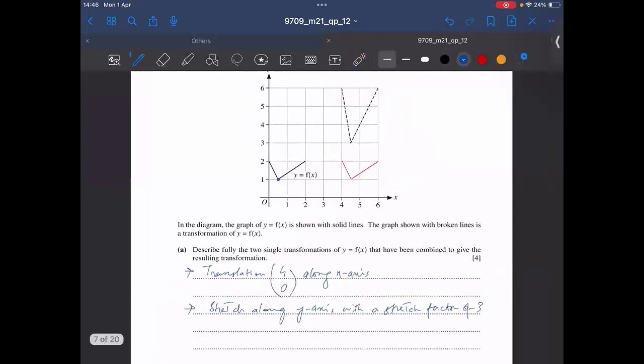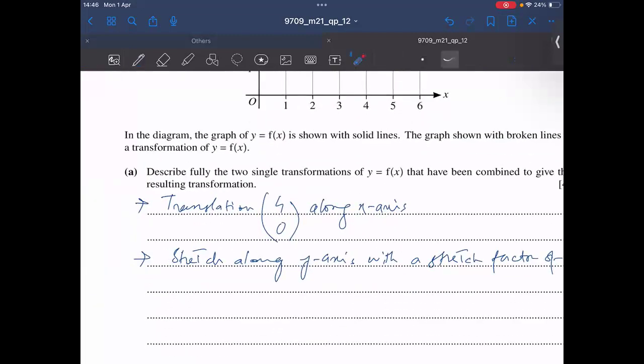Sir, is it necessary to write translation? Can we just add or subtract with x, like with y is equal to f of x? Can we just subtract with it and write the answer? Okay. You are saying that you just want to write down in terms of f of x. Yes. Okay. But they have actually asked you to describe, not write down the final function.